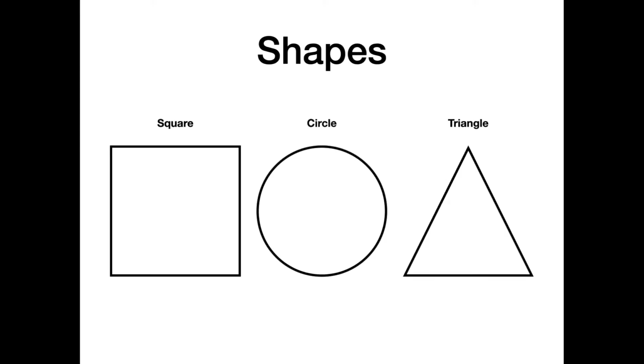Hello, everybody. Before we jump into drawing perspective, let's talk about the three basic types of perspective. First, I want to make sure you understand the difference between shapes and forms. Shapes are flat, two-dimensional objects, such as the square, the circle, and the triangle. They are flat objects with no depth.